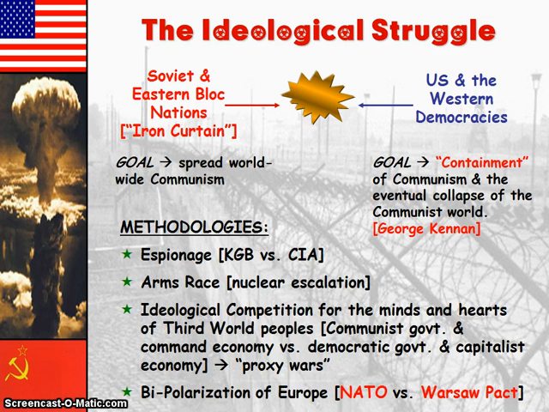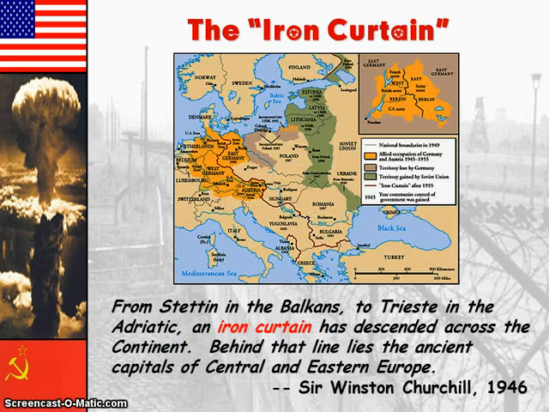Both sides tried to increase their power through the buildup of nuclear weapons, proxy wars, and peace treaty organizations. The term Iron Curtain would be a metaphor used throughout the Cold War to refer to the Soviet states in Eastern Europe.